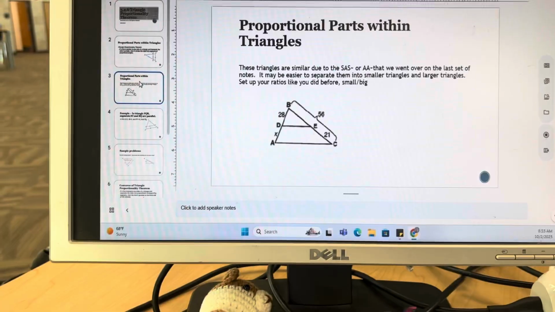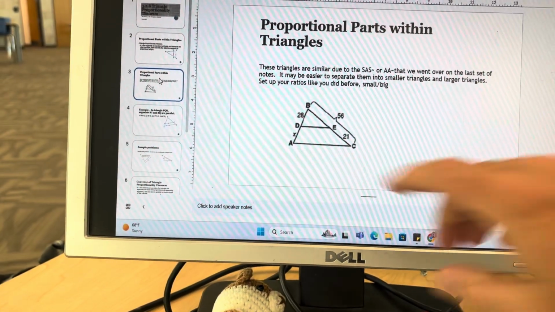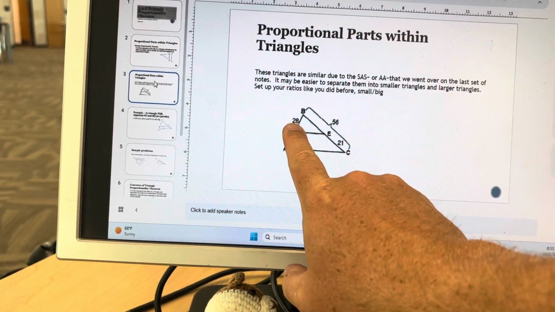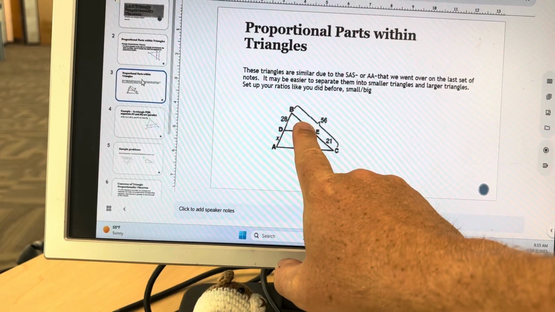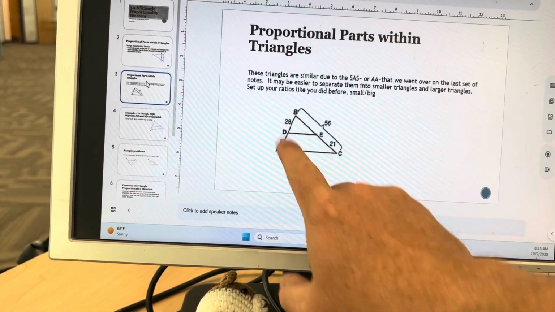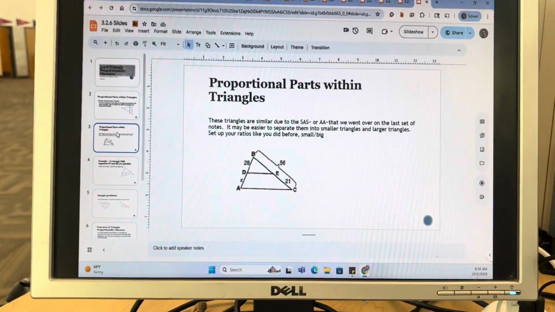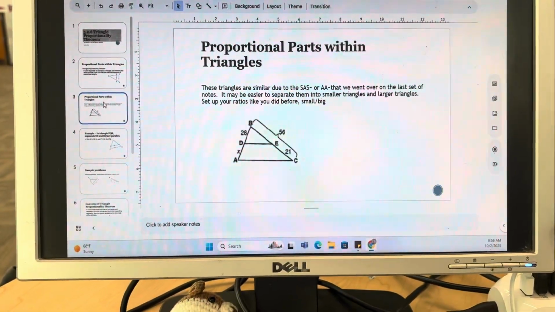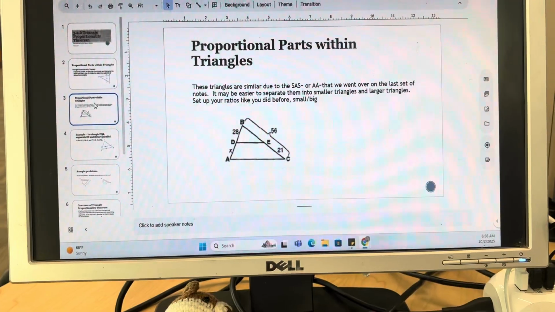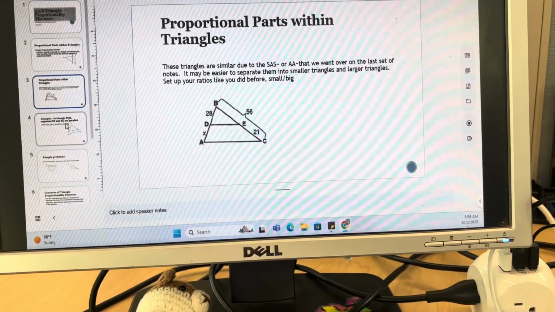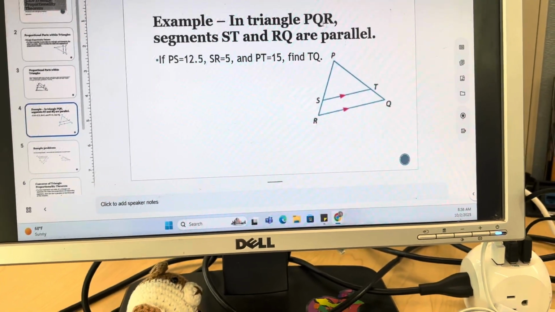Again, you can just go small over big, small over big. You could say that 28 is to 35 as X plus 28 is to 56, and you could work it out that way. There's a bunch of ways that you can set this up, but again, it's with the proportions just like we were doing yesterday. So it should be not too much of a challenge.